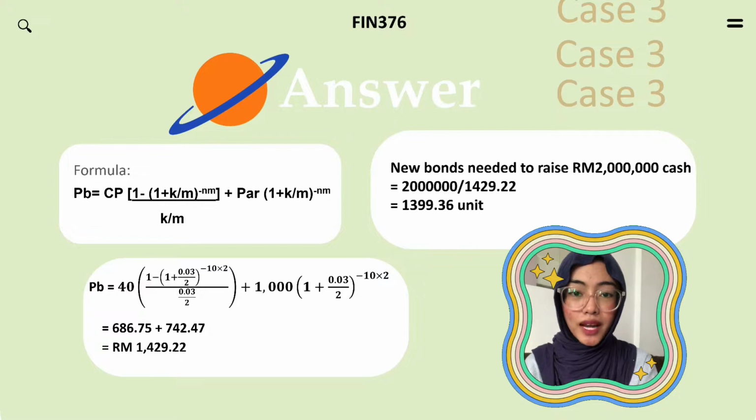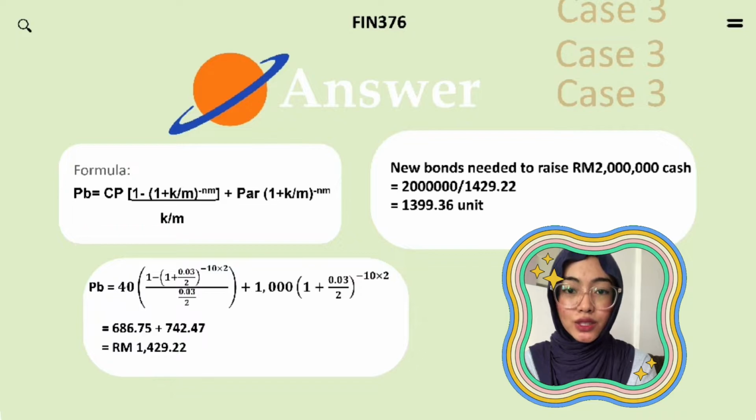Now we have to calculate the price of the bond. So this is the equation. We will get 686.75 plus 742.47. Then the answer will be RM1429.22. Lastly, the question asks to find the new bonds needed to raise RM2 million cash. So 2 million divided by the price of the bond that we calculated just now, then we will get 1399.36 units of bonds. Thank you.